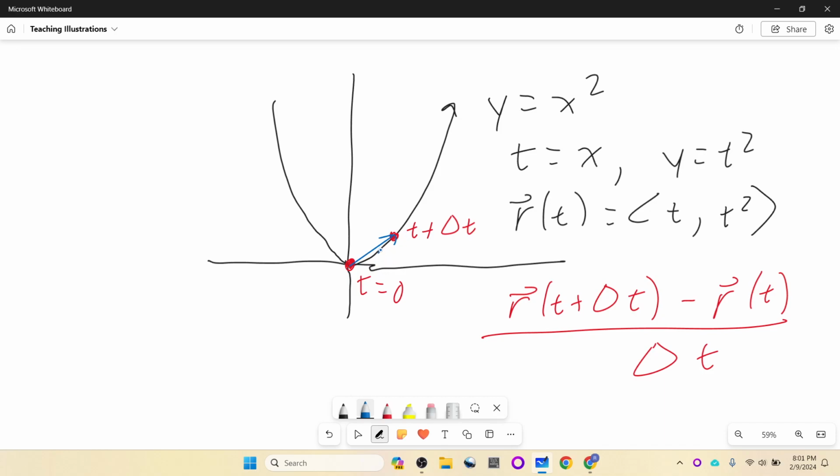If we took a closer point, a smaller delta t, it gets flatter. Take a smaller delta t, it gets flatter. As delta t goes to 0, this vector will become horizontal. It will become the tangent vector. So the limit as delta t goes to 0 of this is, we call it v for velocity, and it is the tangent vector.